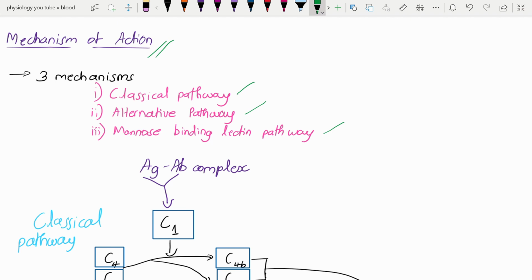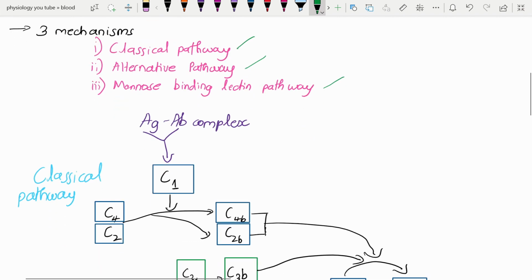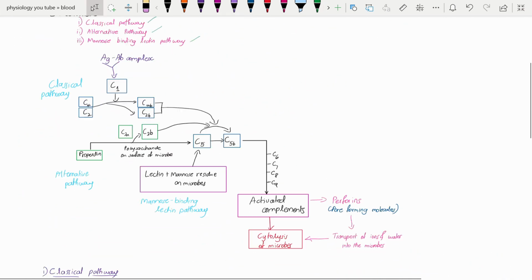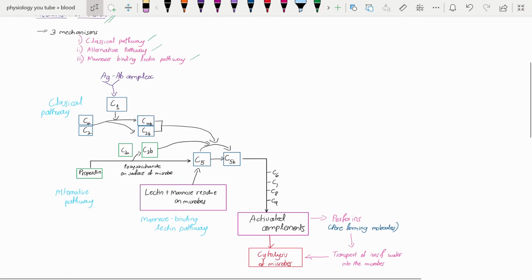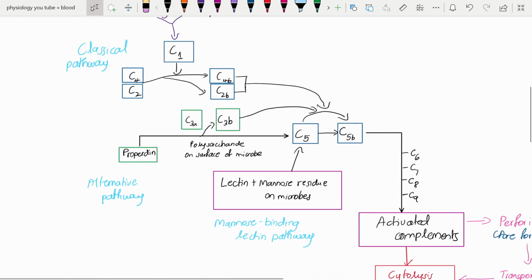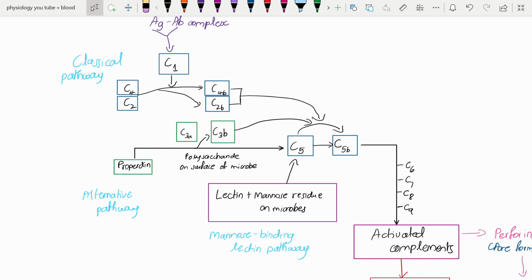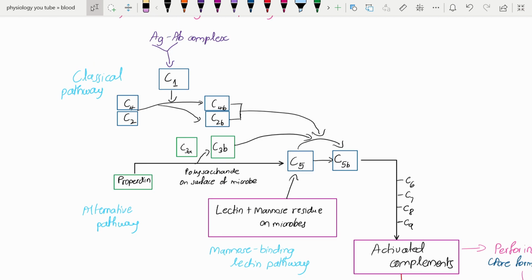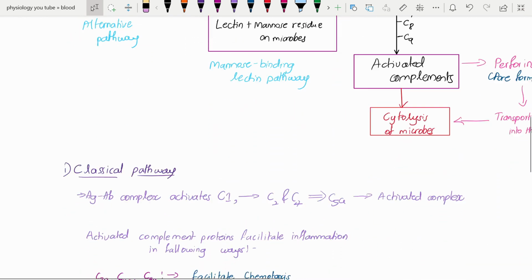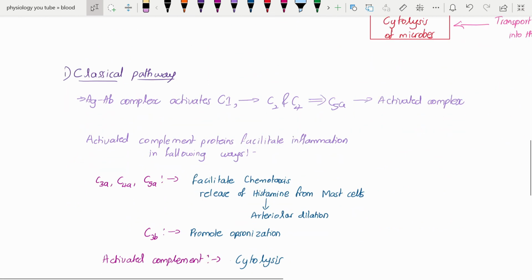It feels difficult, but it will be easier. First I will explain the theoretical part, and then I will go with this flowchart. This flowchart is from the GK part and it is available in your textbook. I just added some important things here. First I will go with the classical pathway.